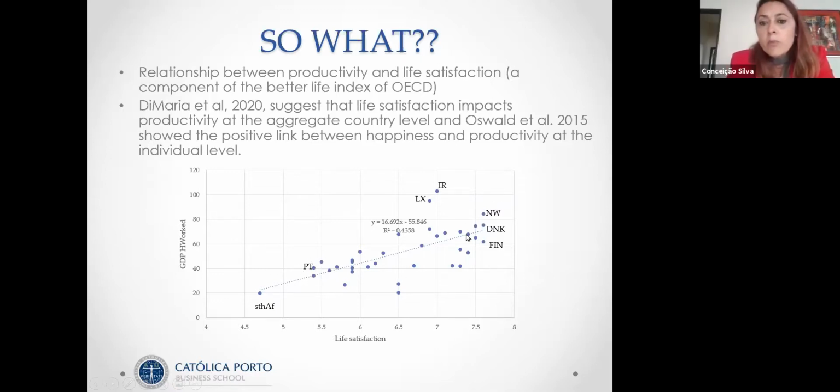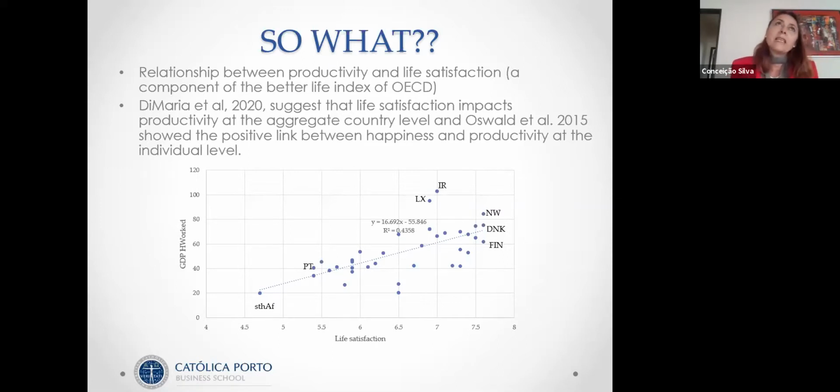The most productive countries and the countries that showed higher life satisfaction are actually Norway, Denmark, Finland. Ireland is also good here, but more in terms of GDP. And so this is really interesting because the two concepts are actually related. And there are studies on these things that suggest life satisfaction impacts productivity, for example, in this article by Di Maria et al. And then there are also studies at a more individual level, not at country level.